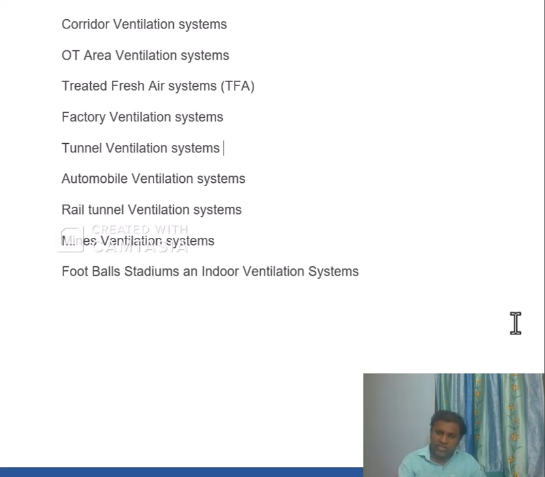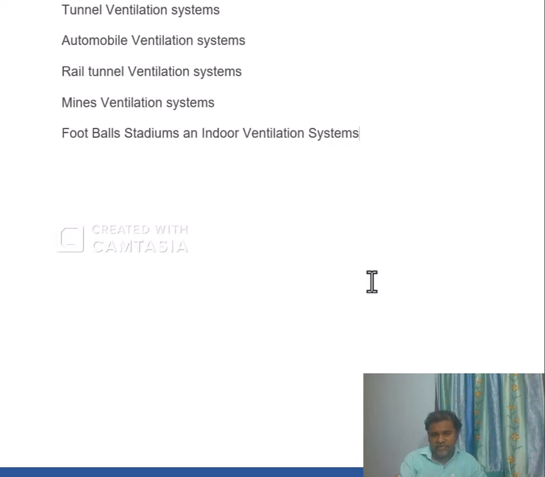Football stadiums and indoor stadiums. Football stadiums are outdoor stadiums. Sometimes we close the dome for controlling the temperature. In those cases, we should supply fresh air and exhaust also. Stadiums for shuttle, table tennis, and other kinds of sports come under the category of indoor ventilation systems. We should have a ventilation methodology that is beneficial for the sports persons who are always practicing or doing their activities.